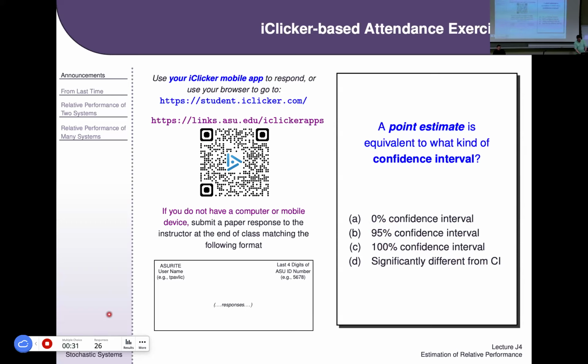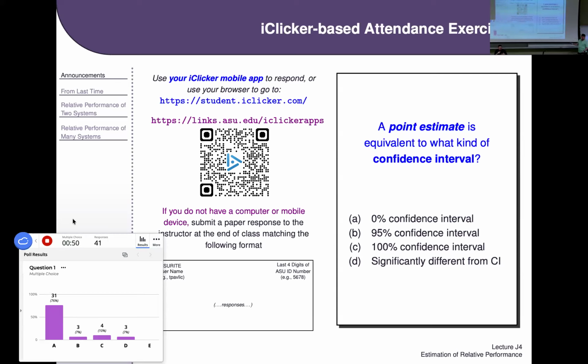Give you a few more, maybe 10 more seconds. All right, let's see what some of the results are here. Okay, so it looks like we're getting a lot of clustering around 0% confidence interval and a few others on the rest here. And so, yeah, that's wisdom of the crowd. That's what I was looking for, this 0% confidence interval. I'm going to go ahead and hit stop.